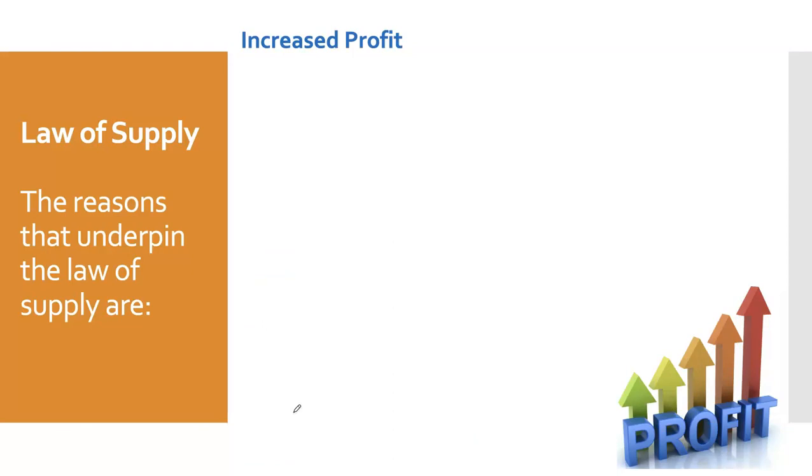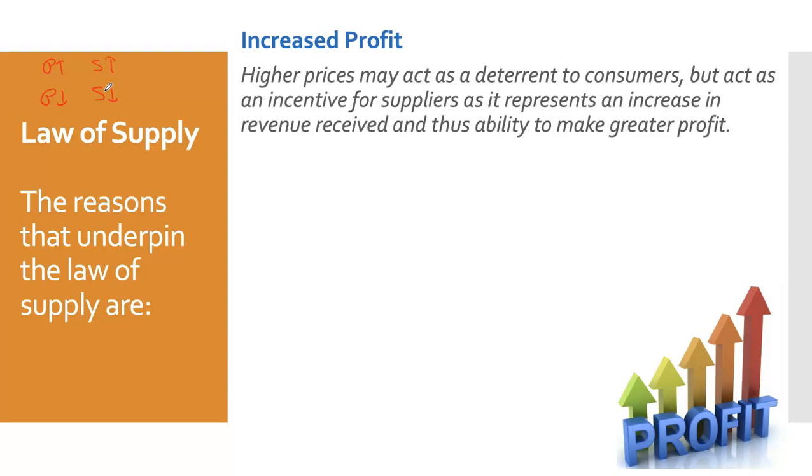So, what is the reason that underpins this law of supply, which is essentially as price goes up, supply will go up, and as price goes down, supply will go down? The major one is increased profit. Higher prices may act as a deterrent to consumers, but higher prices are going to be an incentive for suppliers, as it represents a chance for them to increase their revenue and also increase their profit.